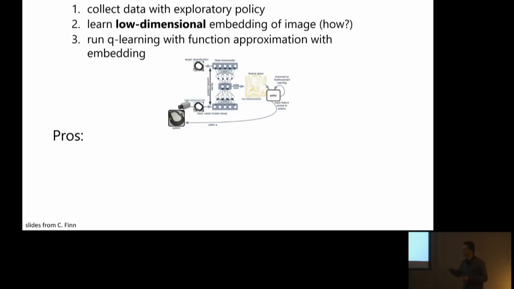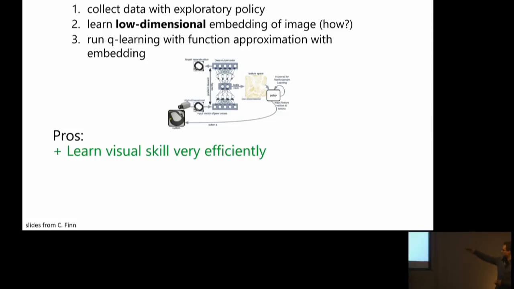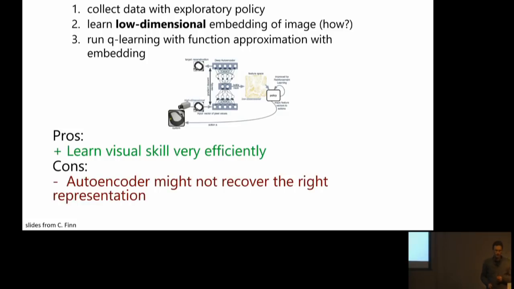So what are some advantages of this kind of approach? Well, you can learn skills from images fairly efficiently because you just need to collect a bunch of random data, train this autoencoder, and then you have a very low-dimensional space to deal with. But the particular choice of embedding function is quite delicate and a little heuristic, right? You don't really necessarily know that the autoencoder will recover the right representation. It'll pick out something that allows you to reconstruct the image, but not necessarily something that facilitates doing decision-making or control.